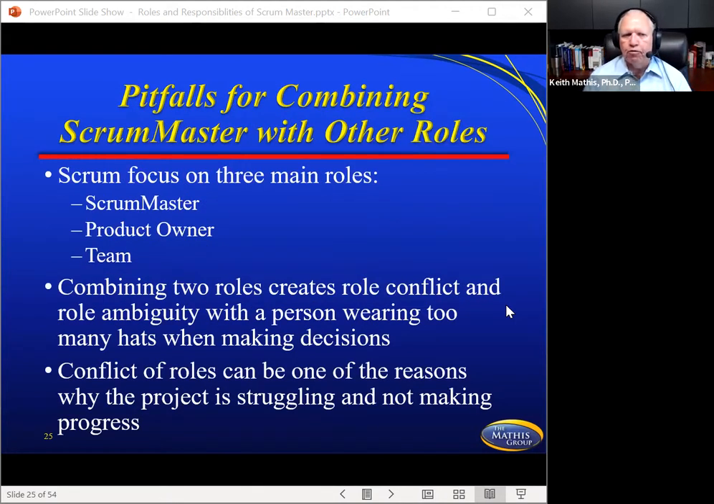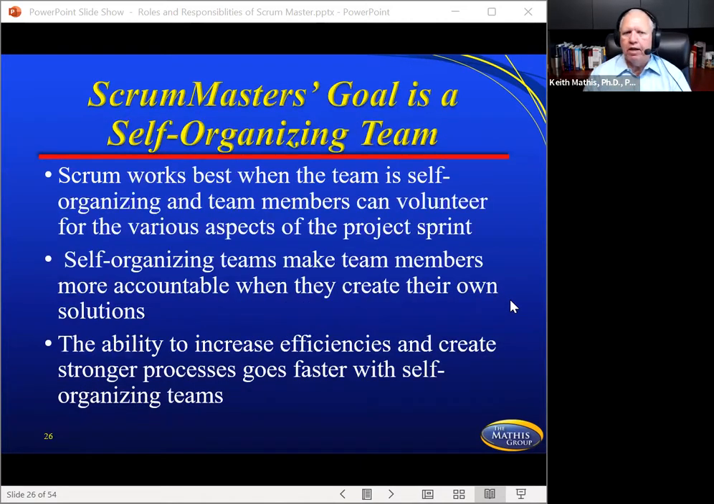So there are some pitfalls for combining the Scrum Master with other roles. The 3 roles, Scrum Master, Product Owner, and Team, you can actually be taking away from what they're really doing of helping solve some of the problems. Combining 2 roles creates role conflict and role ambiguity, and conflict of roles can be one of the reasons why the project is struggling, because we've got that person wearing too many hats. That would be something to take a look at with that individual.